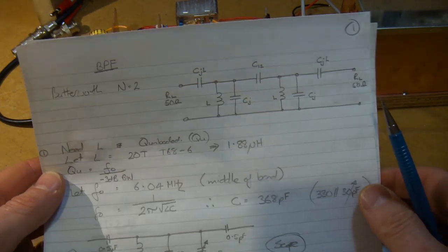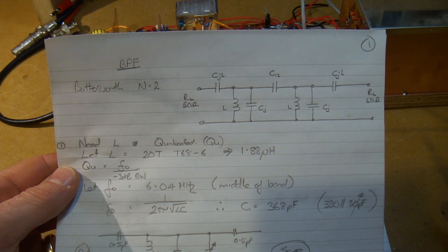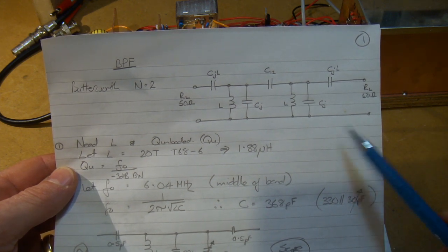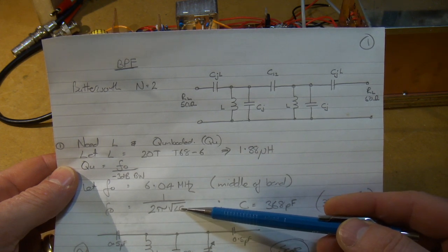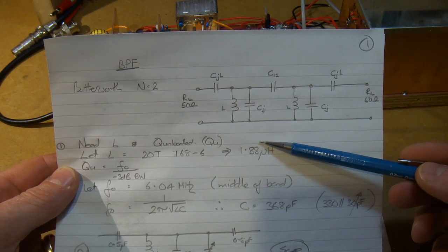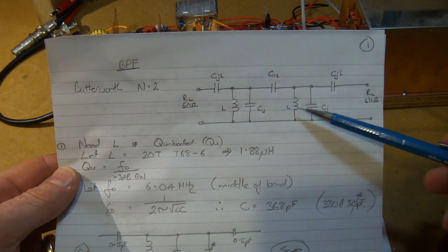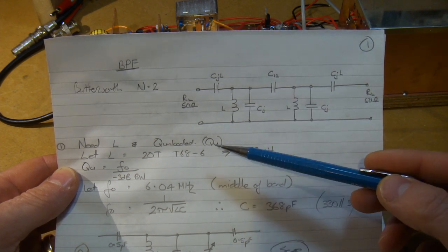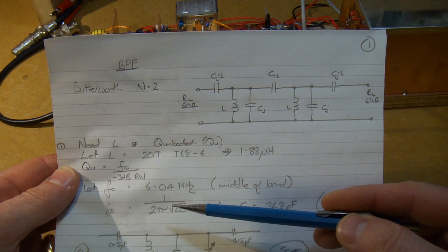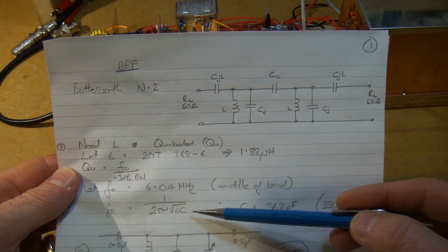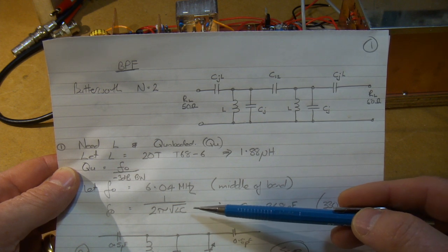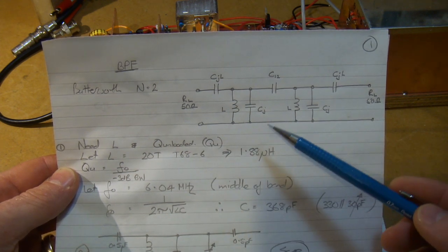Now, for the various calculations, I did this all in a Google spreadsheet, whatever it is called, and had all these calculations down here, so it made it nice and easy just to plug the numbers in and spit out the various numbers. I'm not going to go into the derivation of these. These are, I understand, stock standard Butterworth filter formulas, but I'll run through the approach I took.